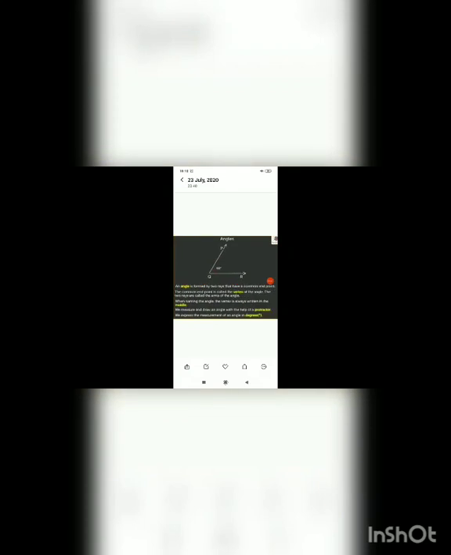Clear? You can see this is the answer: right angle, acute angle, straight angle, obtuse angle. So in this way you can measure the angle and you can name the angle. Clear? So this was our today's work about angle.